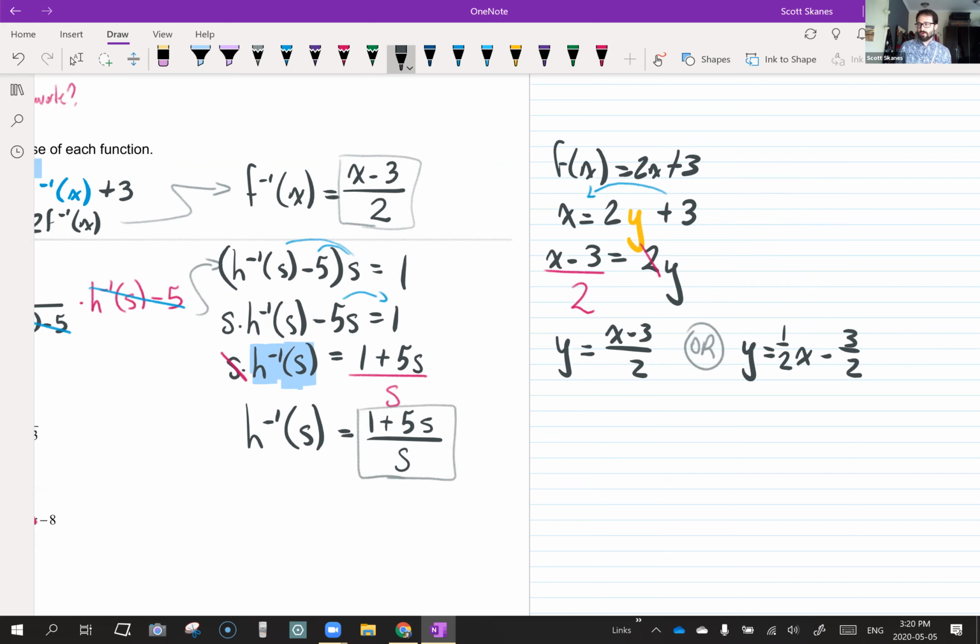So your question was, why does the 2 divide with the 3? I don't know, did I answer your question? Because I'm not entirely sure what you meant exactly.